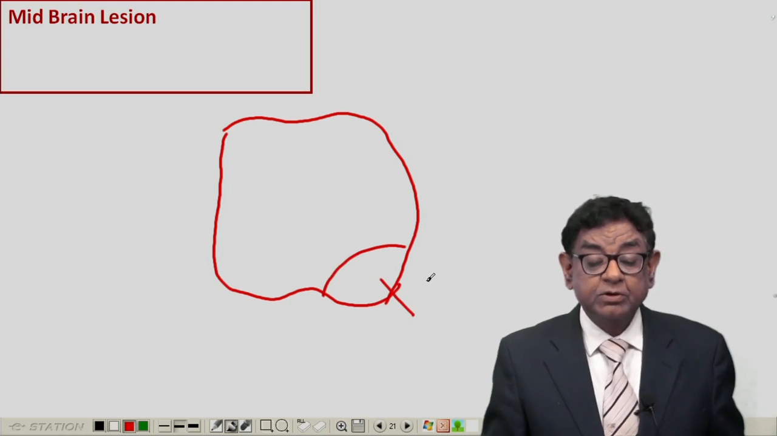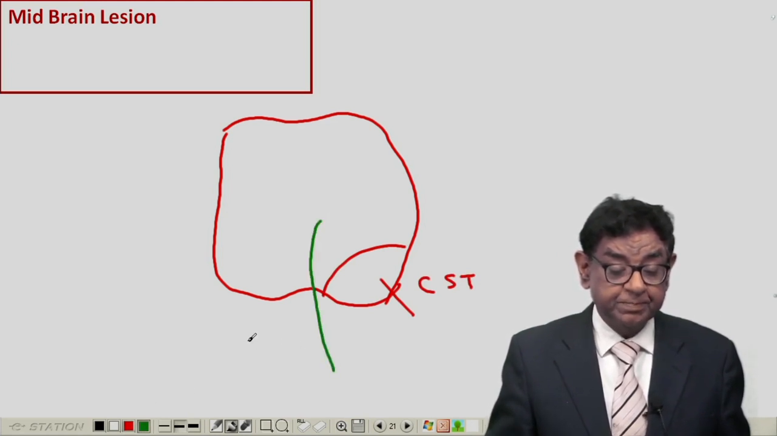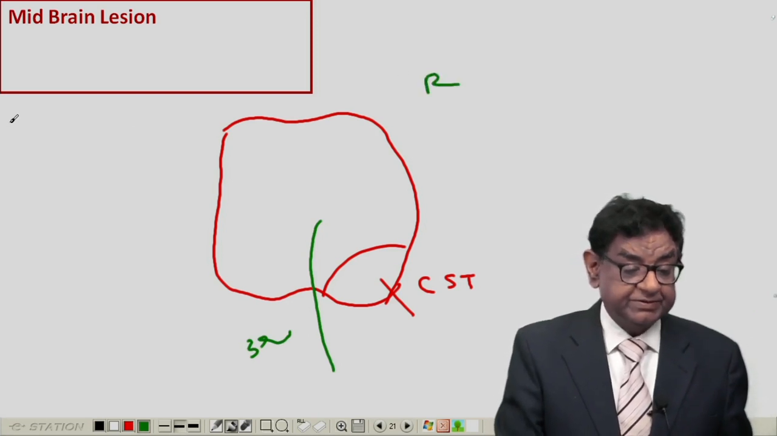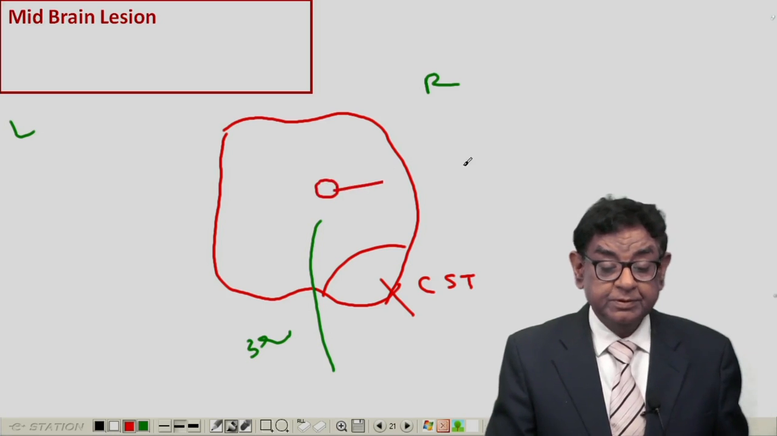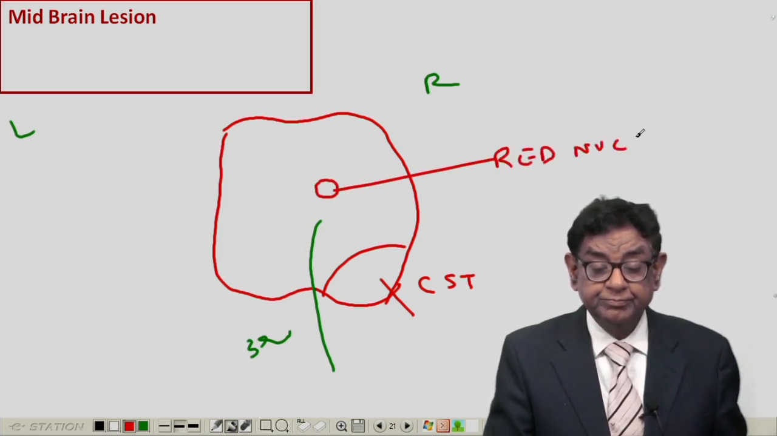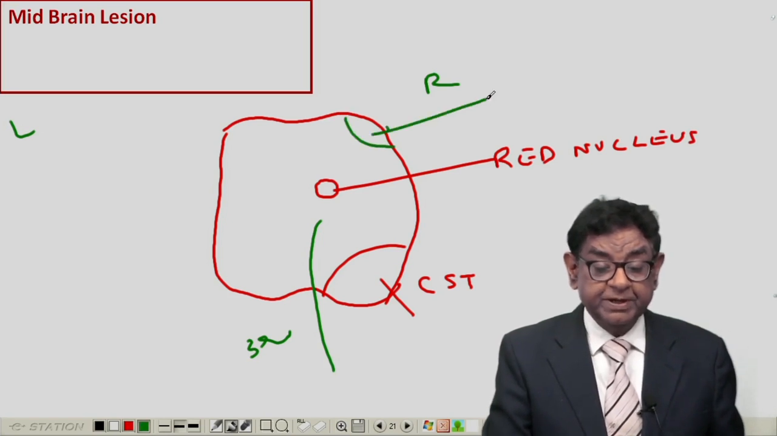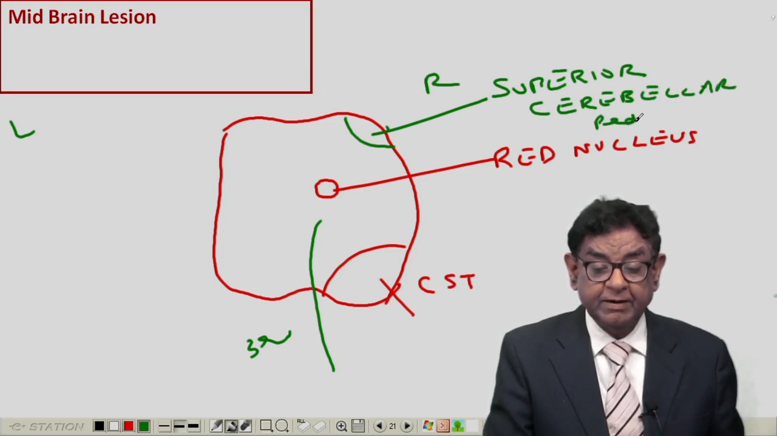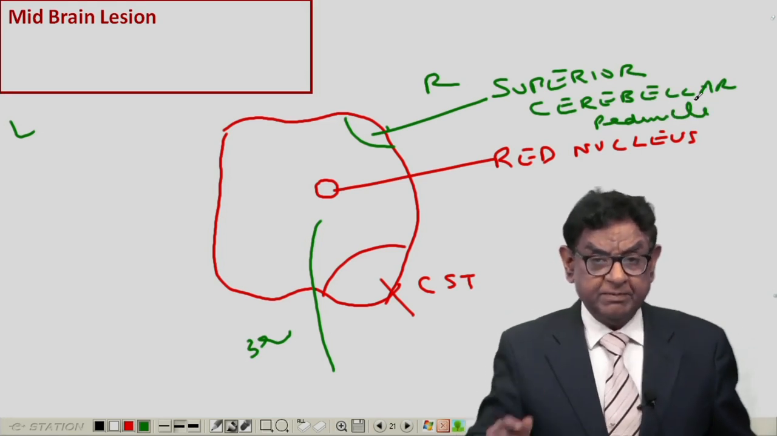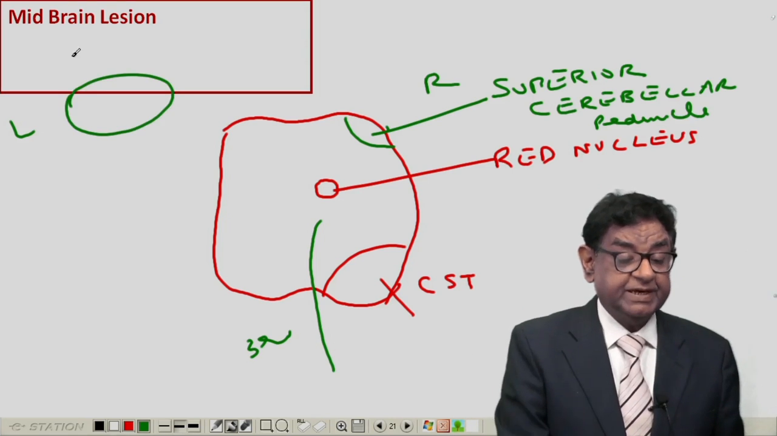this is the corticospinal tract. This is the third nerve. This is the right side and this is the left side. And here is the red nucleus. Okay, and here is the superior cerebellar peduncle. Superior cerebellar peduncle, by this structure, cerebellum is attached to midbrain. Now, this is the cerebellum of left side.